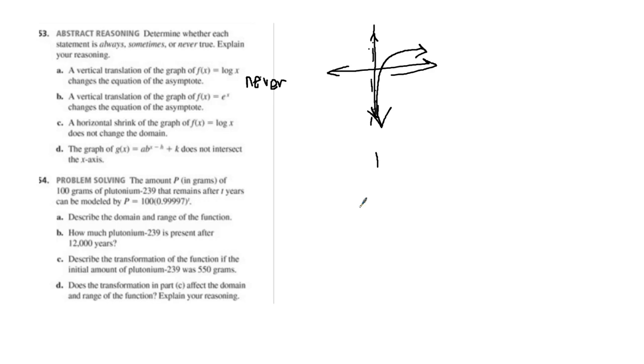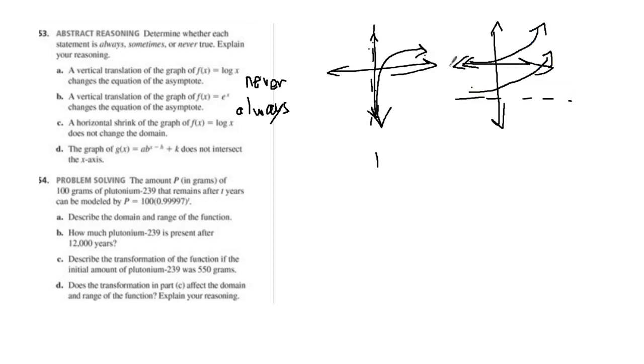A vertical translation of the graph of e to the x changes the equation of the asymptote. That is always true, because here, if you see, here's the graph. If you move it down, the asymptote moves down, and the asymptote changes.